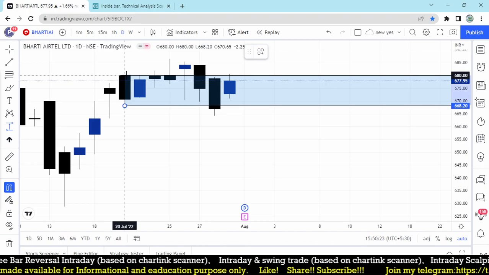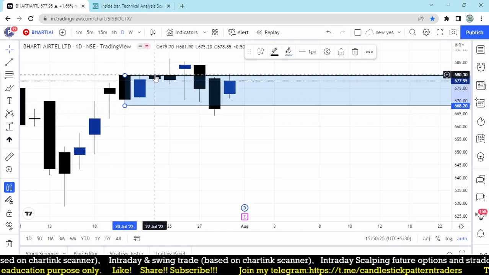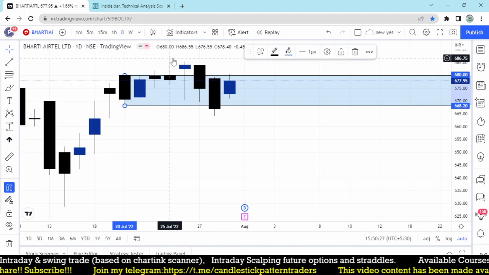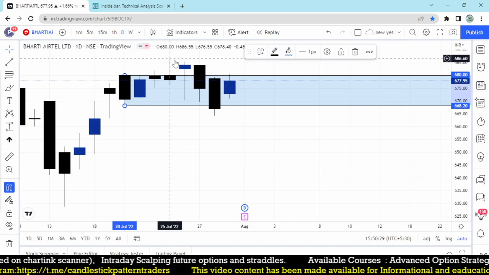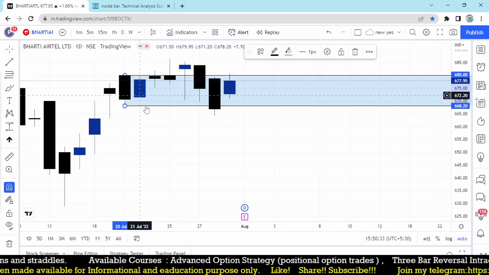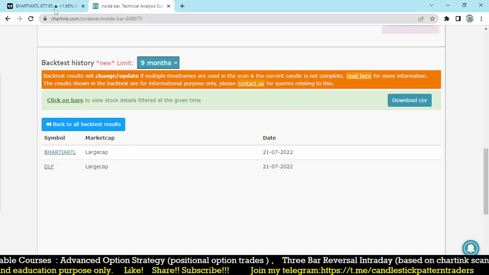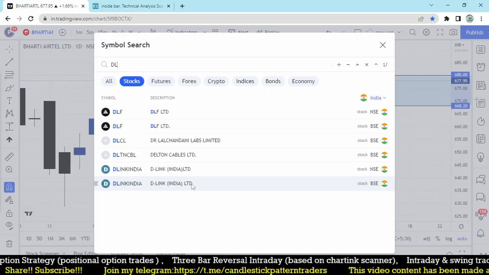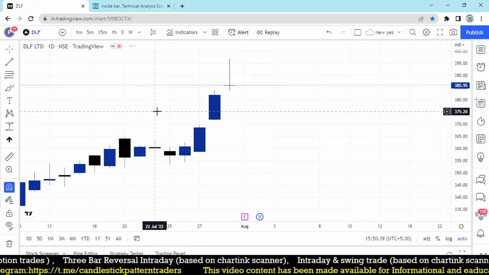So here there is an entry at the price of 680 and within 2 days it went up to 686, and then it triggers your stop loss. No problem at all. So this is the kind of inside bar we expect to make such a great opportunity. We can add some more conditions to that also.